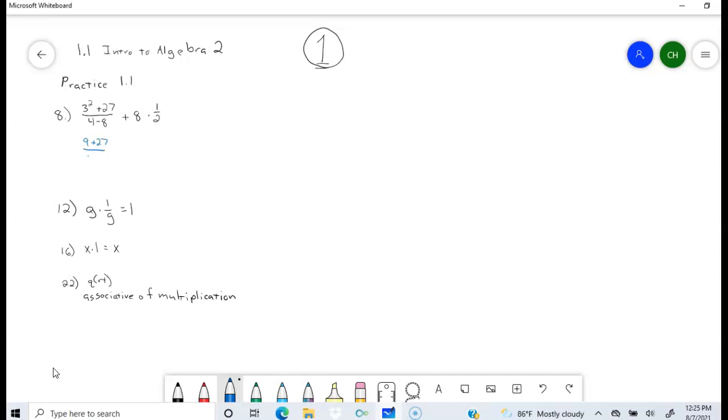4 minus 8 is negative 4. Plus 8 times 1/2 is 4. Next step, 9 plus 27 is 36 over negative 4 plus 4. 36 divided by negative 4 is negative 9 plus 4, and that is equal to negative 5. This is pretty much how I expect your homework and your tests to look.